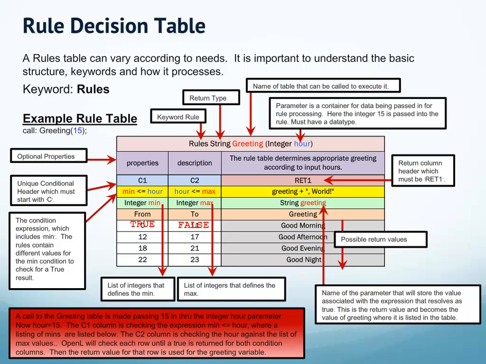So we had a true in conditional column 1. We have a true in conditional column 2. What's going to happen is good afternoon is going to be the return value. And that's actually going to be put into the expression that was written, which is greeting plus the word world. So the whole value that's going to be returned for the string is good afternoon world, and then that's going to be returned to whatever table performed the call.